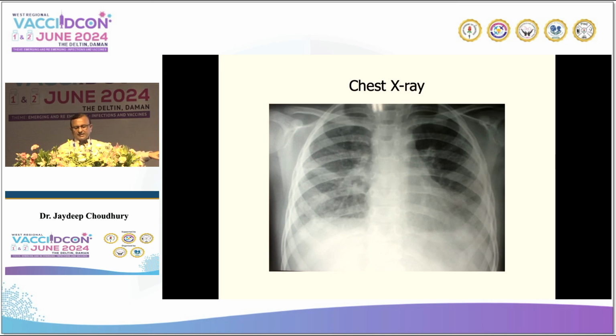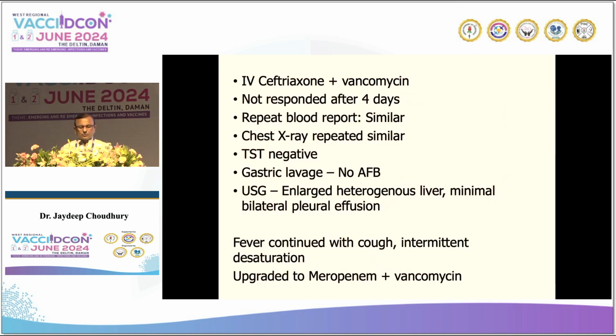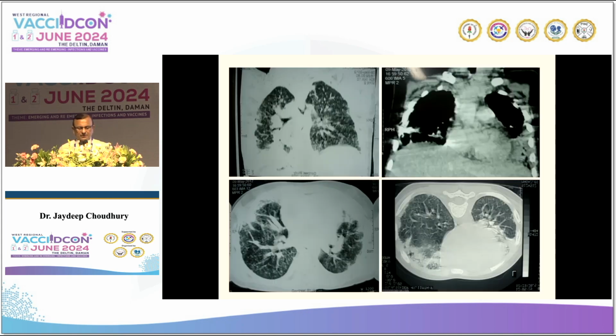Again, you can see there is a definite opacity in the lower zone. Initially ceftriaxone and vancomycin were started in the hospital, no response after 4 days. Blood picture was similar. Gastric lavage AFB was negative. USG showed only minimal bilateral pleural effusion. Fever continued, so they upgraded to meropenem and vancomycin. Now, the CT was taken.